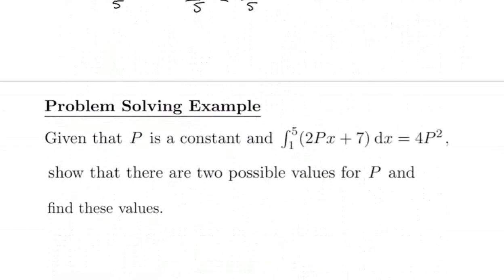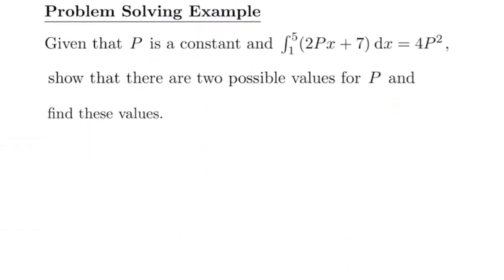Now we're going to look at a problem, just to finish off, a problem solving example. So I'm going to get my highlighting pen out and highlight key pieces of information. So straight away, given that p is a constant, and we're told that the integral between the limits of 1 and 5 of 2px plus 7 with respect to x equals 4p squared. We're asked to show that there are two possible values for p and find these values. And that indicates there are two things that we need to do.